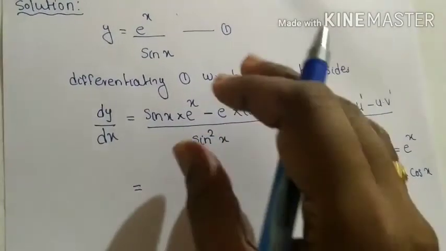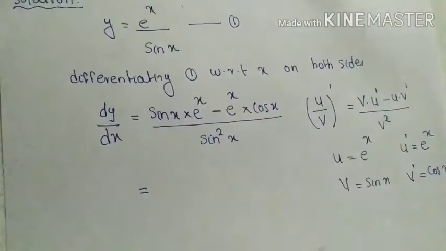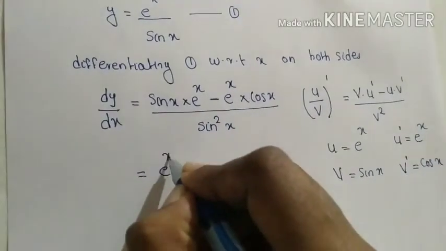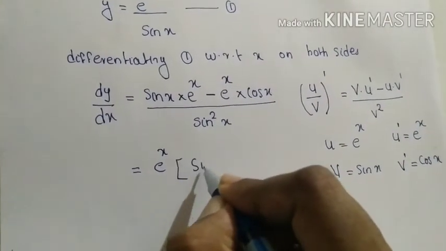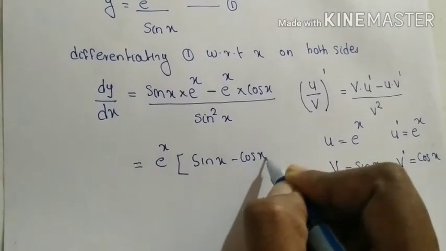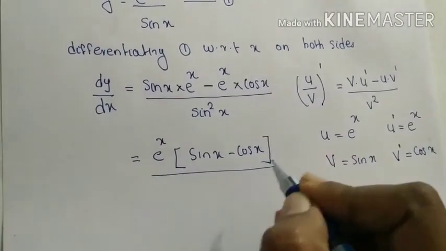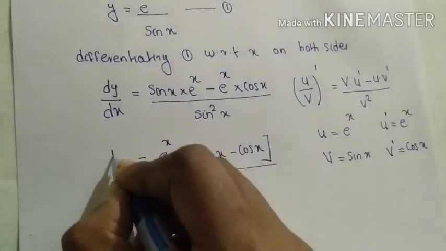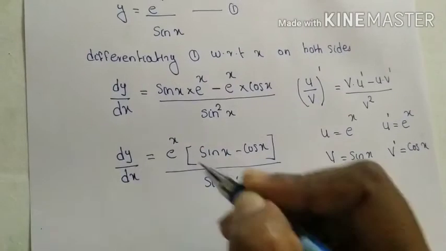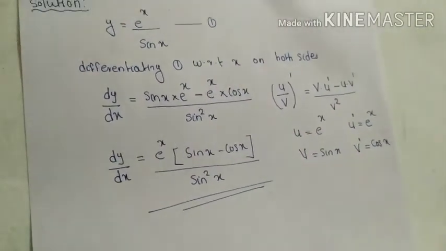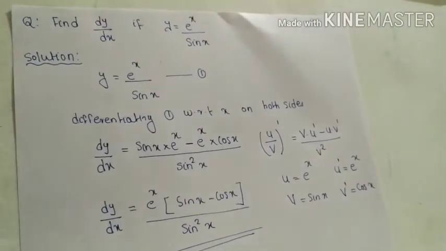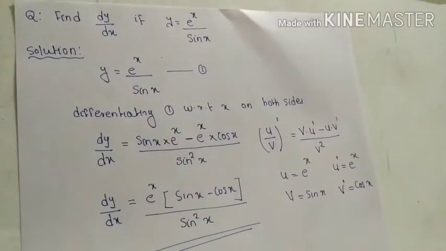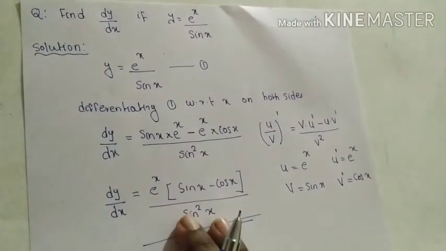If you observe, e raised to x is common in both terms, right? So taking e raised to x outside, we get sin x minus cos x. e raised to x into (sin x minus cos x) divided by sin square x. This will be our answer, dy by dx. In this question, we are just applying the quotient rule and we get our answer, dy by dx.